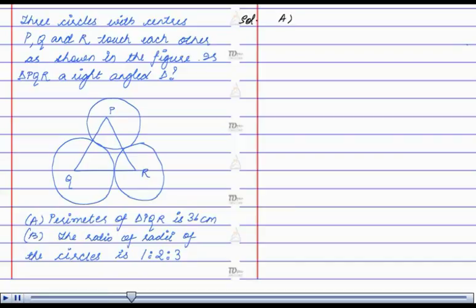From statement A, we have the perimeter of triangle PQR is equal to 36 cm. But here, we cannot determine whether triangle PQR is a right angled triangle or not. Hence, A alone is insufficient to answer the question.